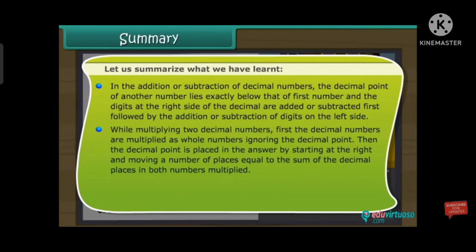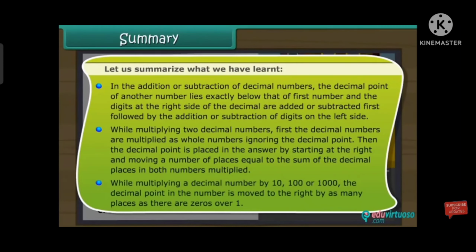While multiplying two decimal numbers, first the decimal numbers are multiplied as whole numbers, ignoring the decimal point. Then the decimal point is placed in the answer by starting at the right and moving a number of places equal to the sum of the decimal places in both numbers multiplied. While multiplying a decimal number by 10, 100 or 1000, the decimal point in the number is moved to the right by as many places as there are zeros over 1.